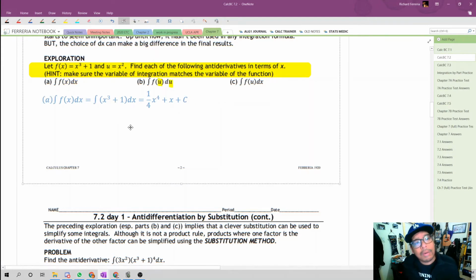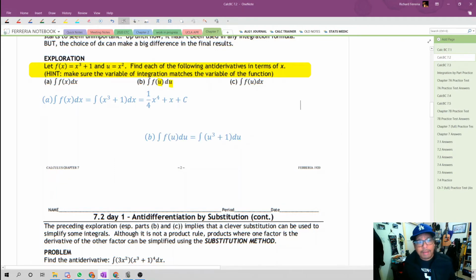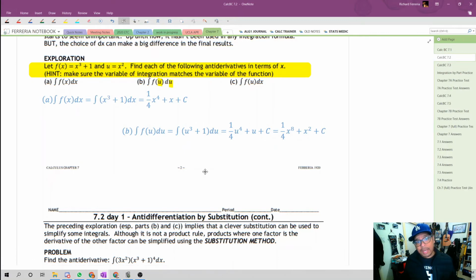Part B, again we have f of u and du, so that's not a mismatch. The integral of f of u is the integral of u cubed plus 1, which is just 1/4 u to the 4th plus u plus c. But we want to do this in terms of x, so let's substitute. We know that u is equal to x squared, and that gives us 1/4 x to the 8th power plus x squared plus c, making the substitution that u is x squared.